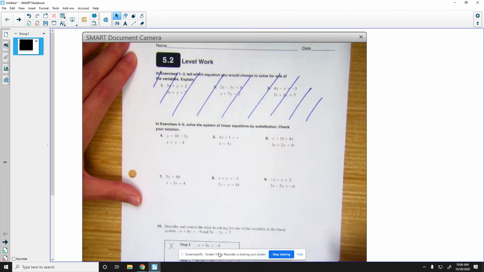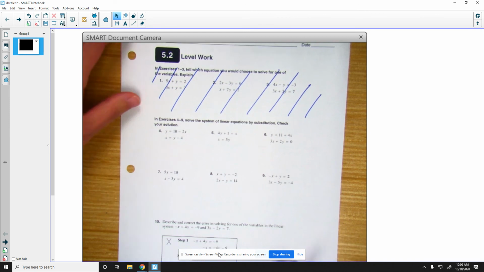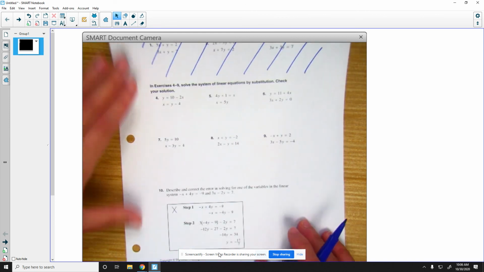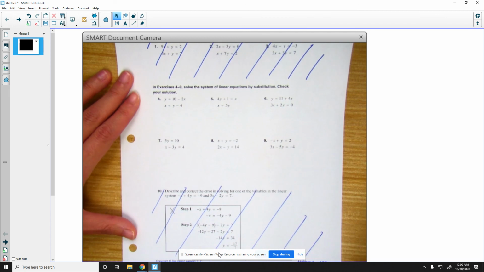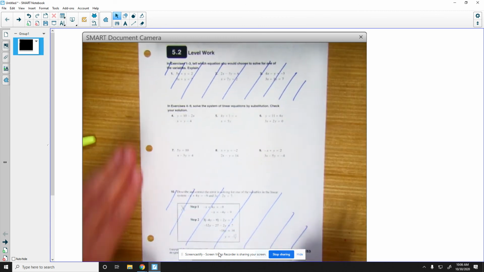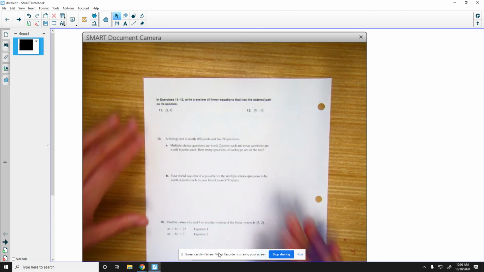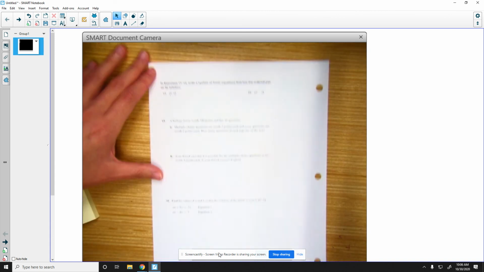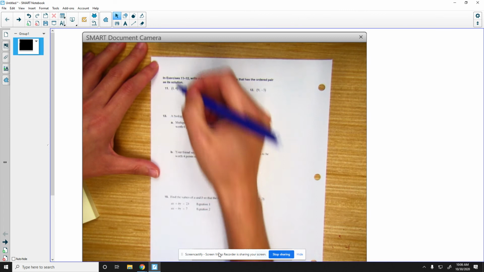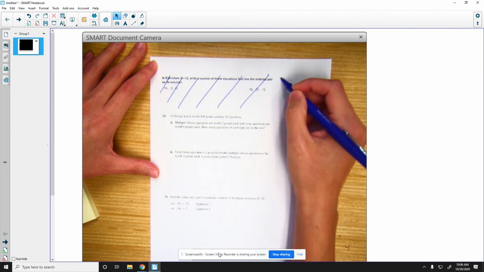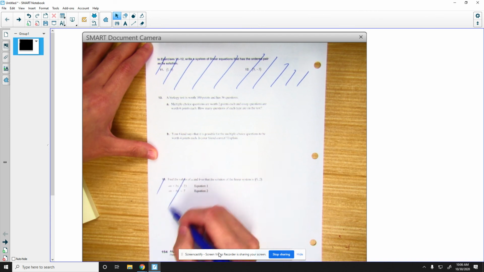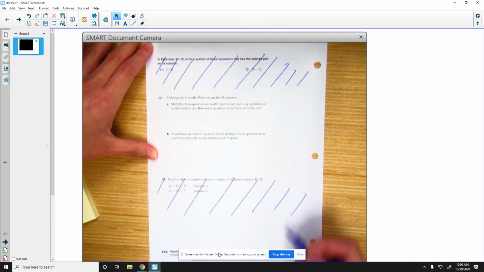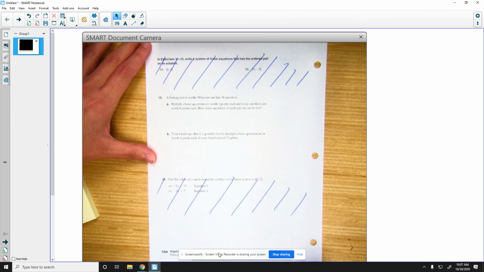So on your level work, please skip 1, 2, 3. On your level work, please skip 10. Go to the back side. I'm crying as I am asking you to cross these out. On your level work, please cross out 11 and 12. On your level work, please cross out 15. All right. No whining and crying.